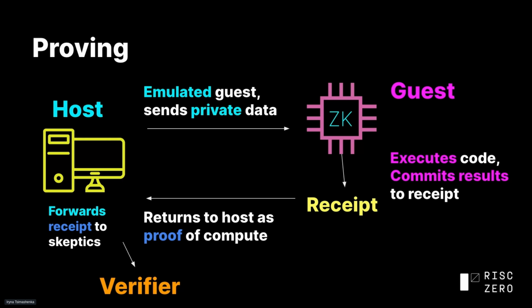How do we do it? We have the host, and the host emulates the guest and sends private data to the guest, to the ZK circuit. The ZK circuit executes the code and commits the result to the receipt. The receipt is returned back to the host as a proof of the computation, and then the host can forward this receipt to a verifier for checks.